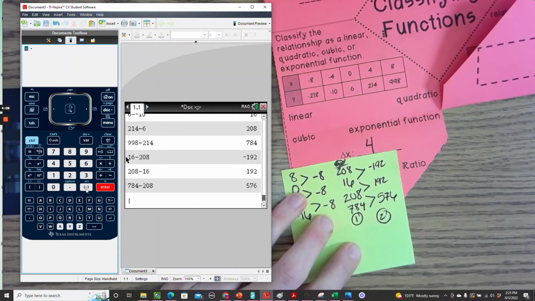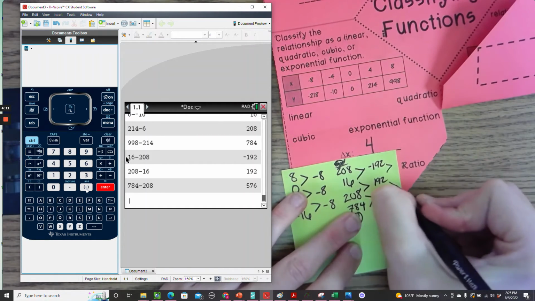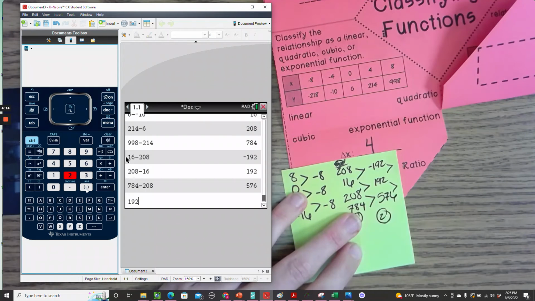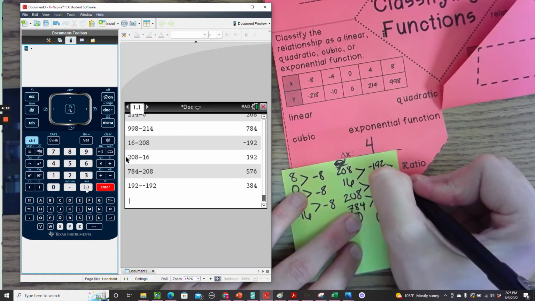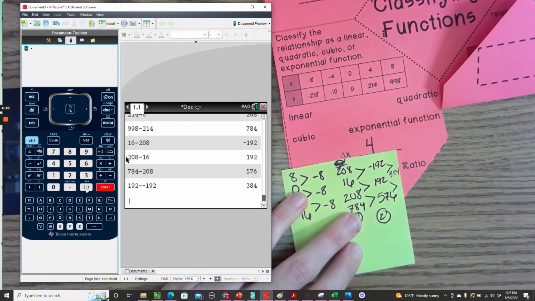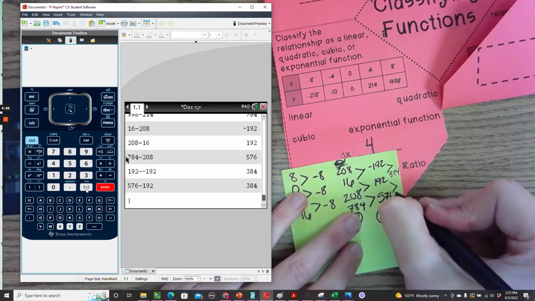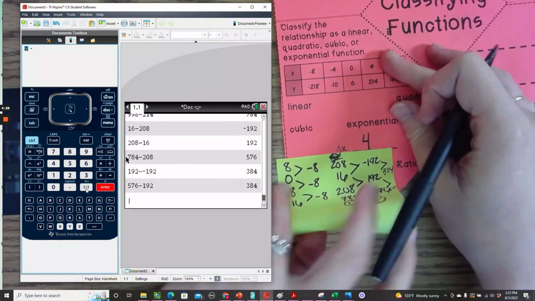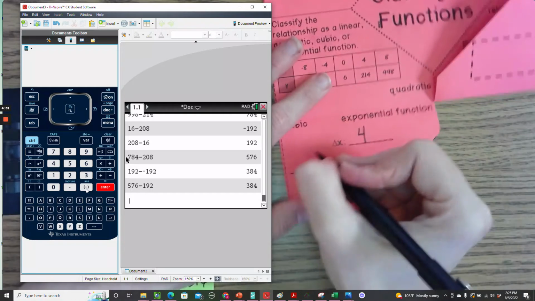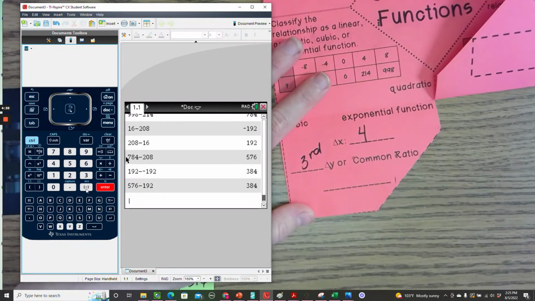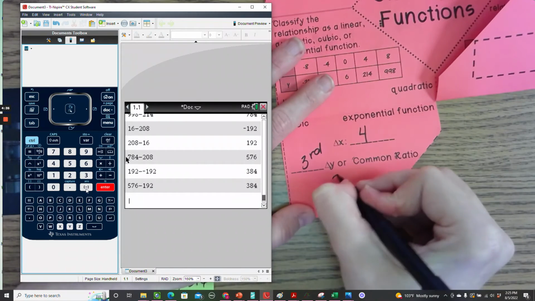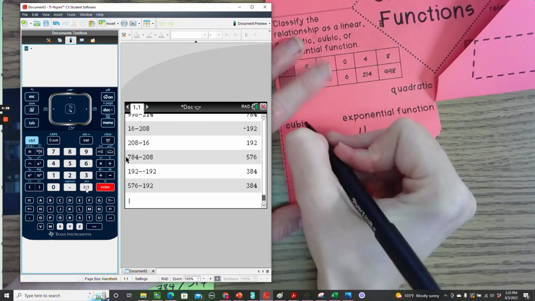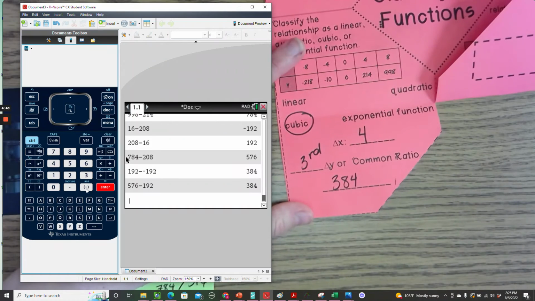No second common difference, so I have to do it again. 192 minus -192 is 384. 384. 576 minus 192 is 384. Third common difference. So third change in y, and it's 384. If I have a third common difference, this is a cubic function.